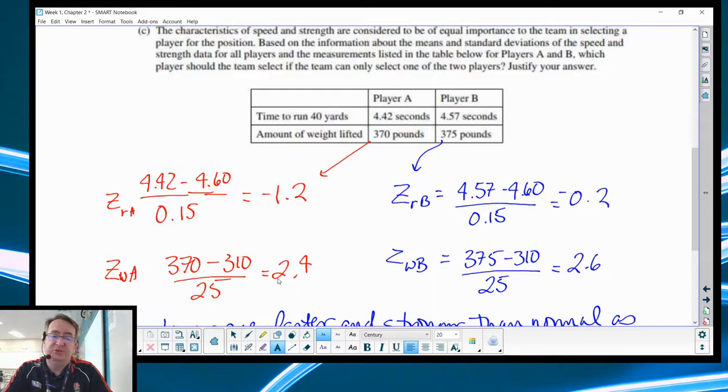It comes down to this, and I'll show you what I've written down here in a second. If you look at the weights, even though player B is stronger than player A, they're effectively the same. It's a difference of 5 pounds. However, if you look up here at the running, player A is 1 full standard deviation faster than player B.